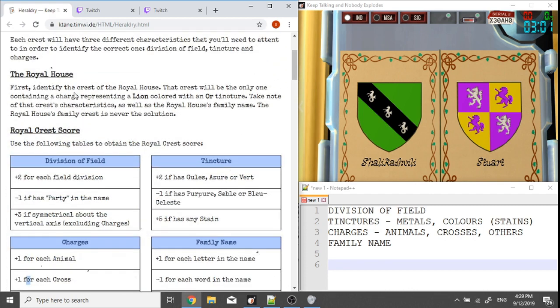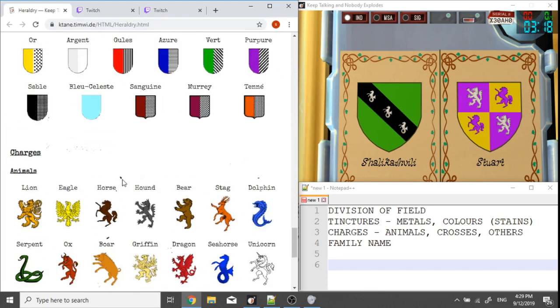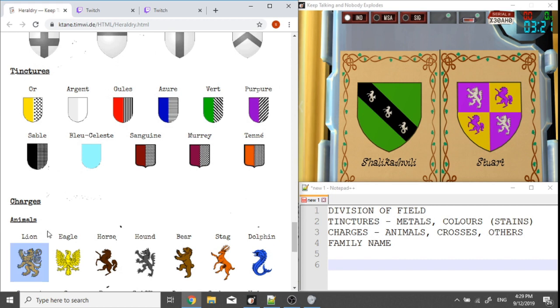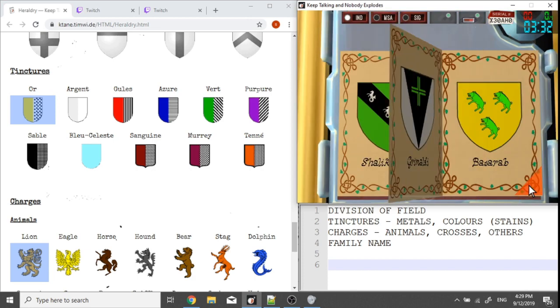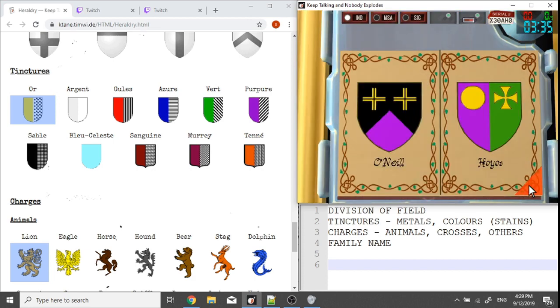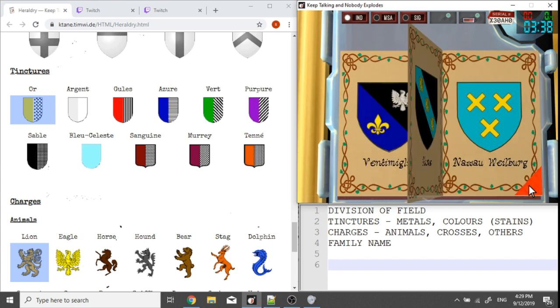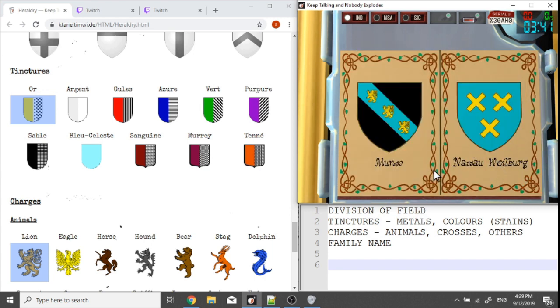So firstly, what we have to do is identify the crest of the royal house. This is the only crest that has a charge representing a lion colored with an or tincture. So if we go to the appendix, what that means is we're looking for a lion which is colored in or. So we're looking for a golden lion essentially. So if we go through, let's try to find a golden lion. Oh, there we are. It's pretty early.